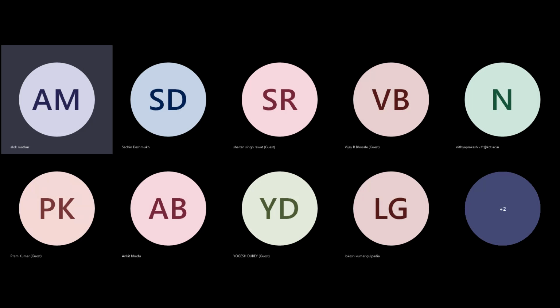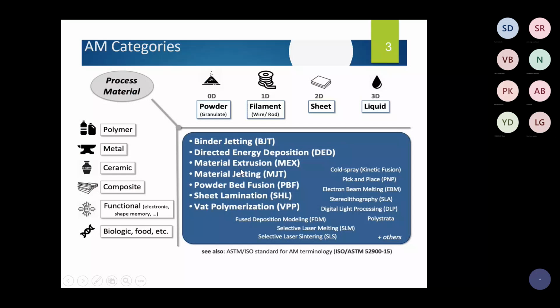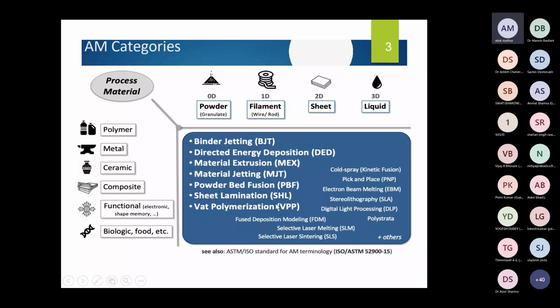Various methods which we have discussed today morning, few of them. We have different raw material which are used in additive manufacturing. It may be in powder shape, it may be in filament shape, it may be sheet and liquid. Today morning I have told you the three: powder, liquid and solid.